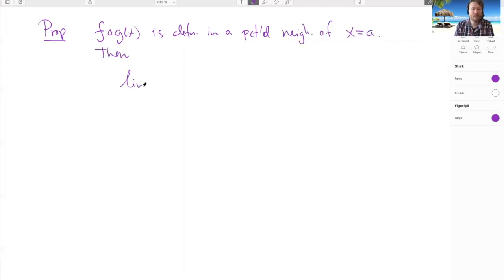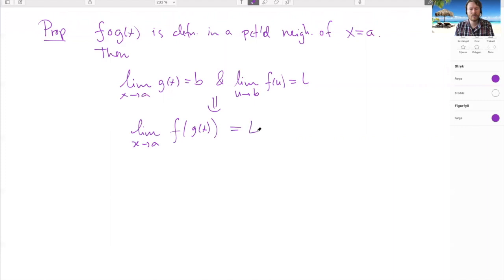Then the limit as x tends to a of g of x equals b, and the limit as u tends to b of f of u equals L, implies that the limit of the composition as x tends towards a is equal to L. So we're not going to do the full proof here, but I'll indicate how to start. So let's do the proof like this.